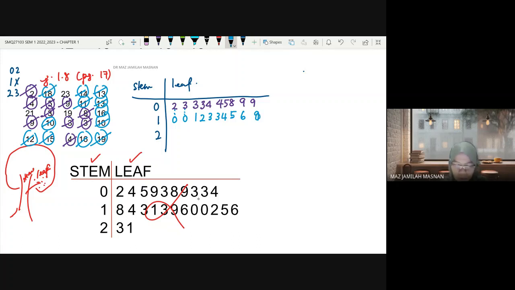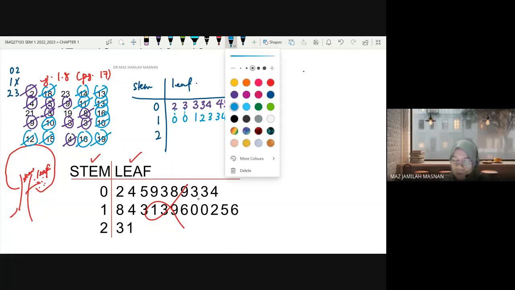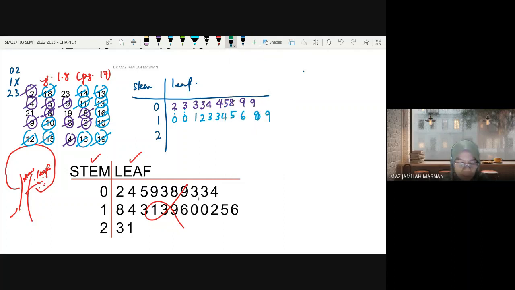18. And then 19. Okay. And the last one is for the 20s. Okay. So 20 value. So that would be 21, 23. So 21, 23. So this is how you get your stem and leaf.